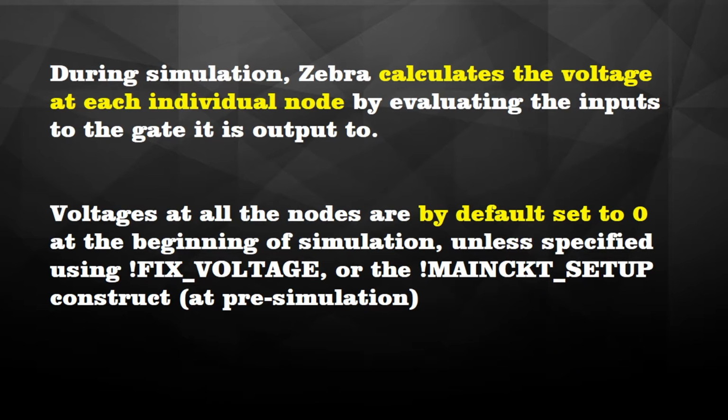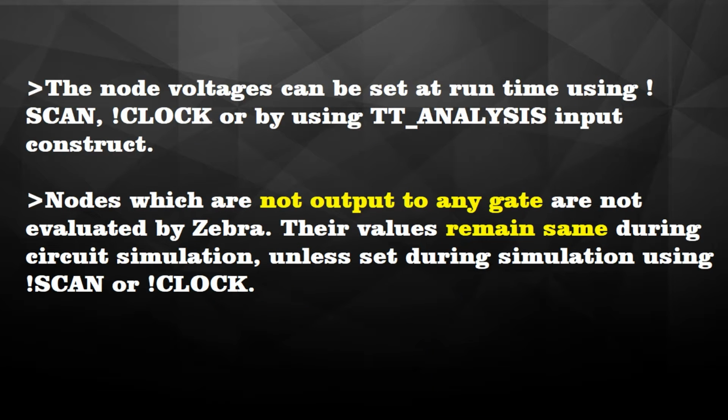During the simulation, Zebra calculates the voltages at each node by evaluating the inputs to the gate it is an output to. Voltages at all the nodes are by default set to 0 at the beginning of the simulation unless specified by a fixed voltage command or the main circuit setup construct. So unless otherwise specified, the default value of a node is 0. The node voltages can be set at runtime using scan, clock, or by using the TT analysis input construct.